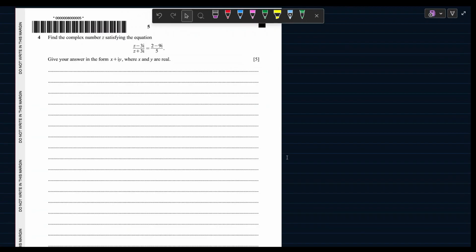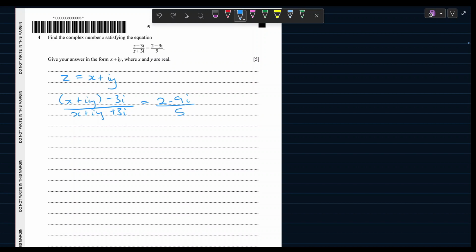Number 4, find the complex number z satisfying the equation (z minus 3i) over (z plus 3i) is equal to (2 minus 9i) over 5. Give your answer in the form x plus iy, where x and y are real. Alright, so z is of the form x plus iy. So we can replace z with x plus iy. So this becomes (x plus iy minus 3i) over (x plus iy plus 3i), and this is equal to (2 minus 9i) over 5.